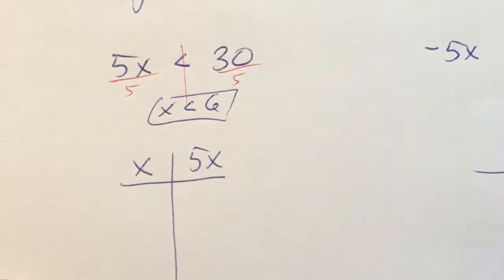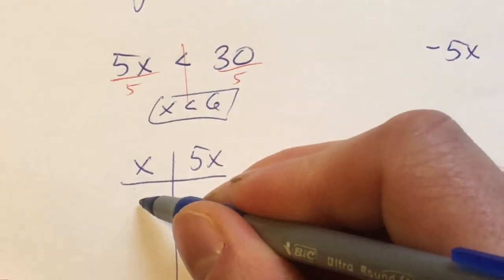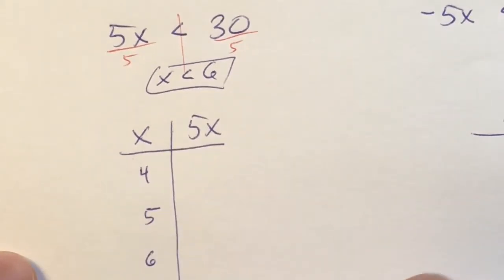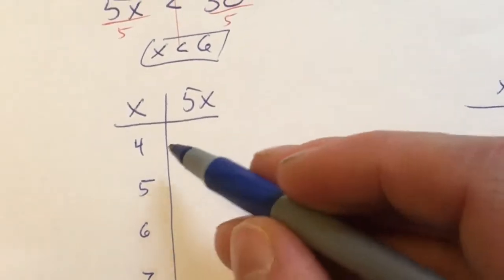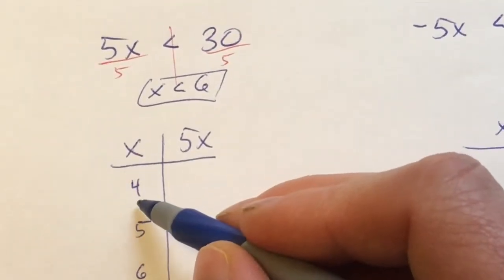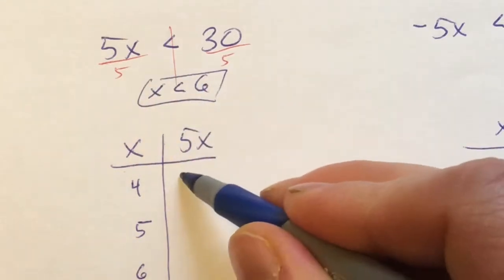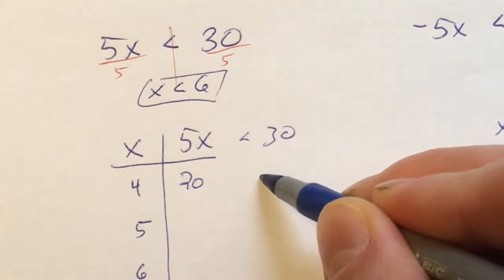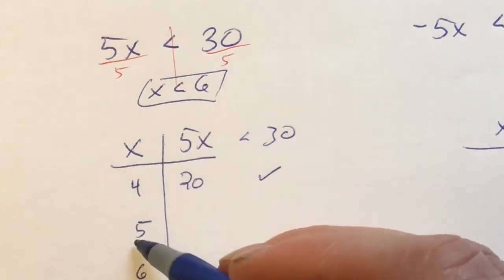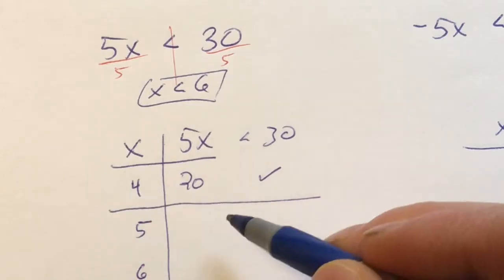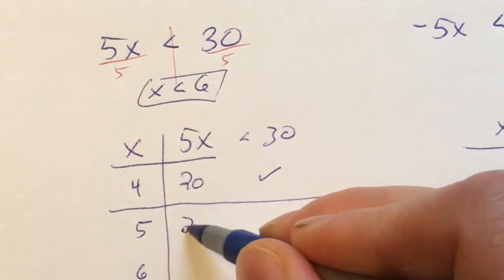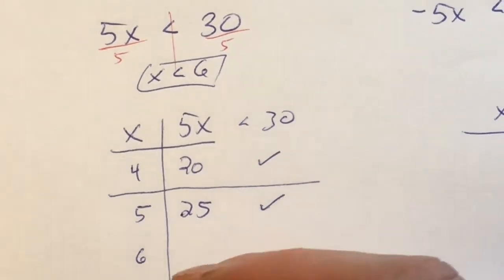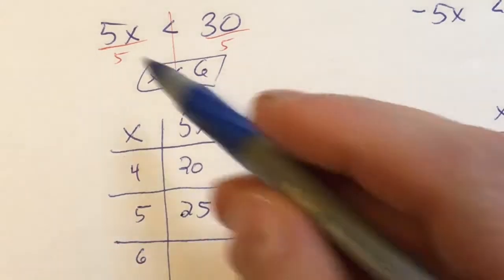So here's x and here's 5x. Let's say that x is equal to 4, 5, 6, 7, 8. We'll just take a look at those numbers right there. When x is equal to 4, 5 times 4 is 20. Is that less than 30? Yes. What if x is equal to 5? 5 times 5 is 25. Is that less than 30? Yes.